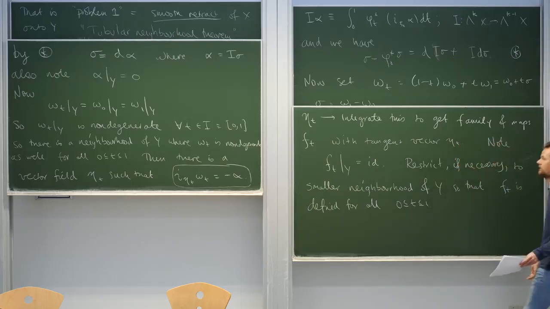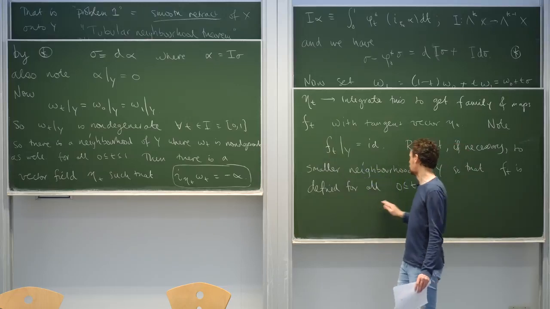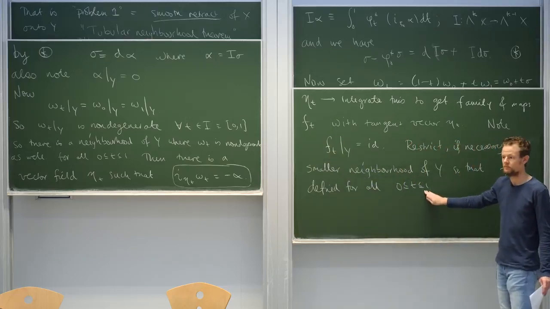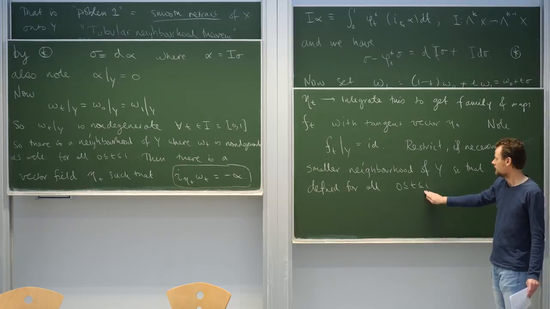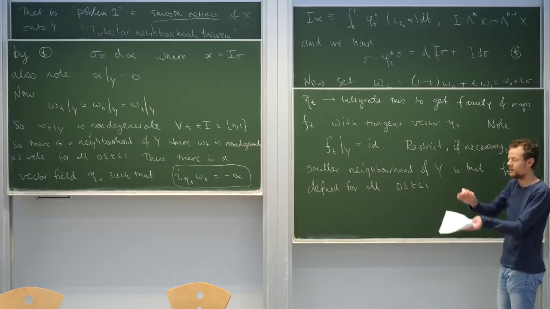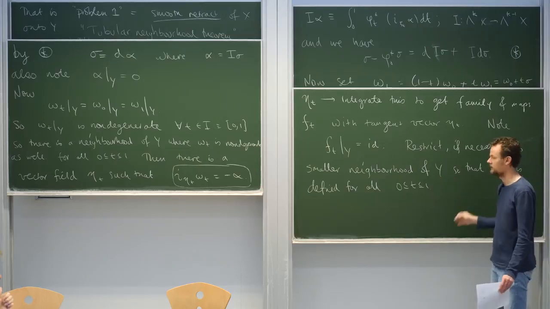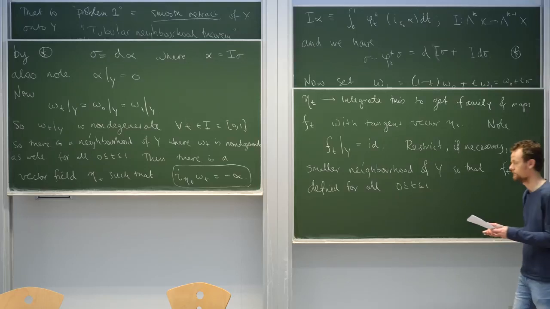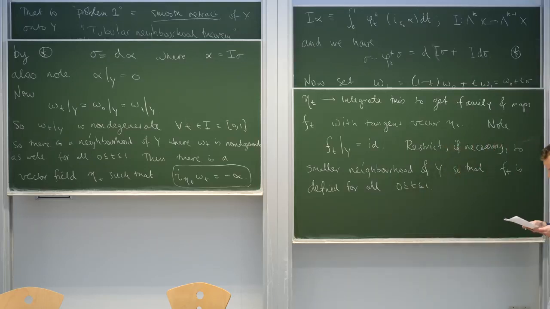Now, it might be when you integrate out this vector field that f_t doesn't exist for all the t that you want it to. You know, the fixed point theorem, which is lurking underneath this argument here, gives you a neighborhood, but not necessarily one that will work for all t that you want. But if you restrict to a smaller neighborhood around Y, then you can get f_t to exist for longer. And indeed, we want it to exist for all t between 0 and 1.